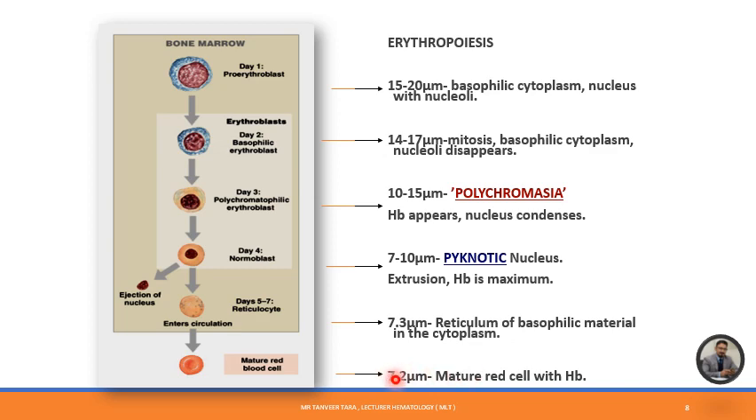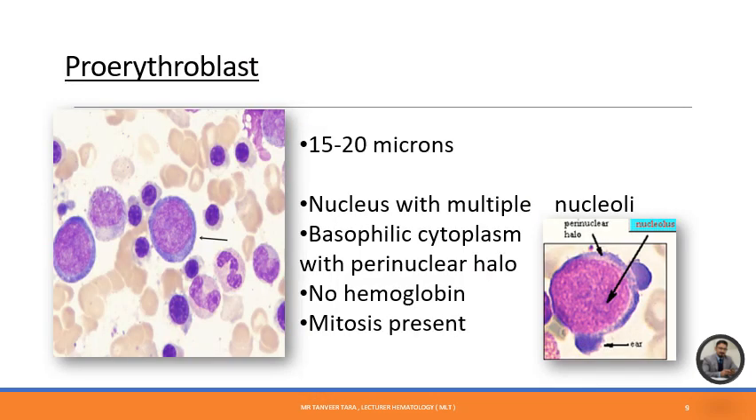Then we have the final stage, the erythrocyte, and its size is up to 7.2 micron. It's a mature cell and now it's ready for its function. It has the capability of carrying oxygen in itself, and then it moves forward to all the body. So these are the stages of erythropoiesis. We have 6 stages: proerythroblast, then basophilic erythroblast, then polychromatophilic erythroblast, normoblast, reticulocyte, and then finally the mature red cell. So now we will discuss them one by one.